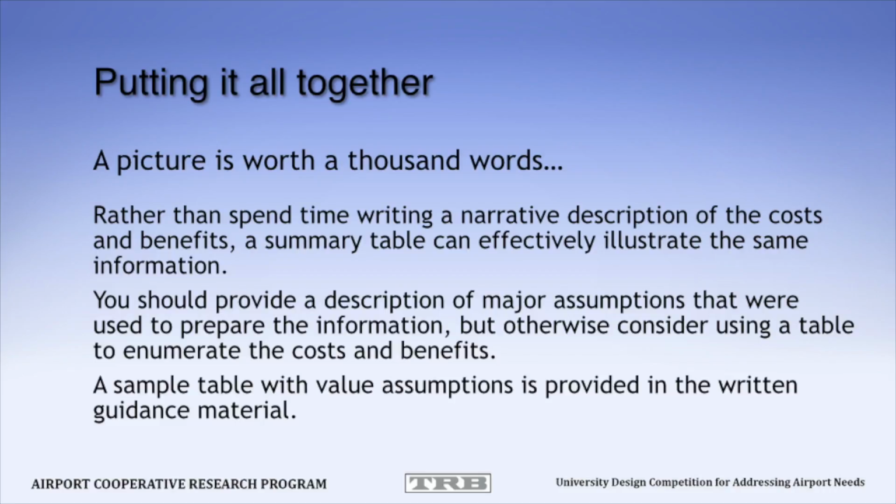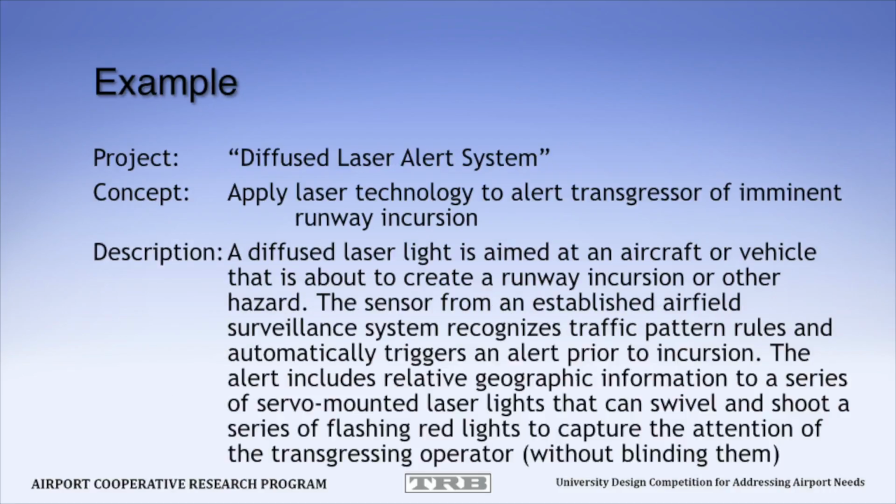So, pulling it all together. In some cases, a picture is worth 1,000 words. And rather than read through a narrative description of the costs and benefits, a summary table can effectively illustrate the same information. You should be able to provide a description of the major assumptions that you were using to prepare the information. But otherwise, consider just using a table to enumerate the costs and benefits and discuss the table as you go forward. So now I'm going to run you through an example.